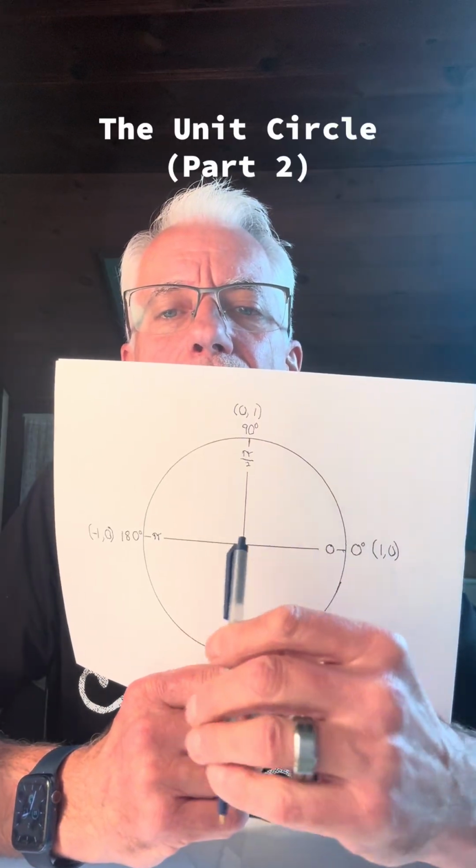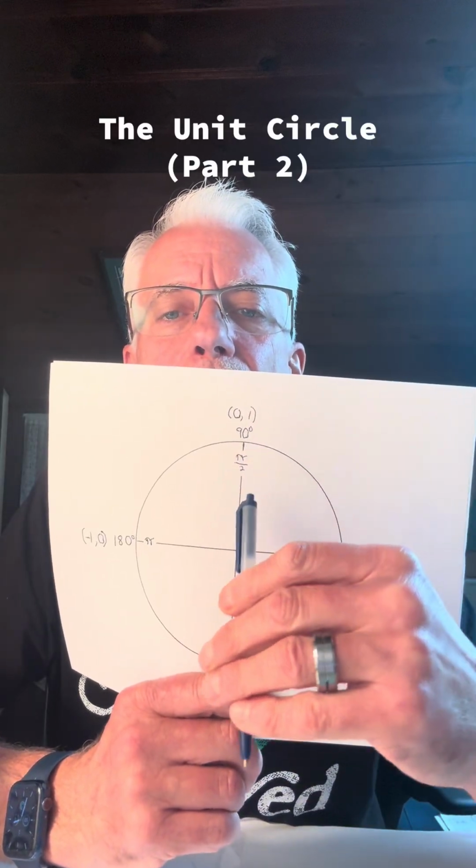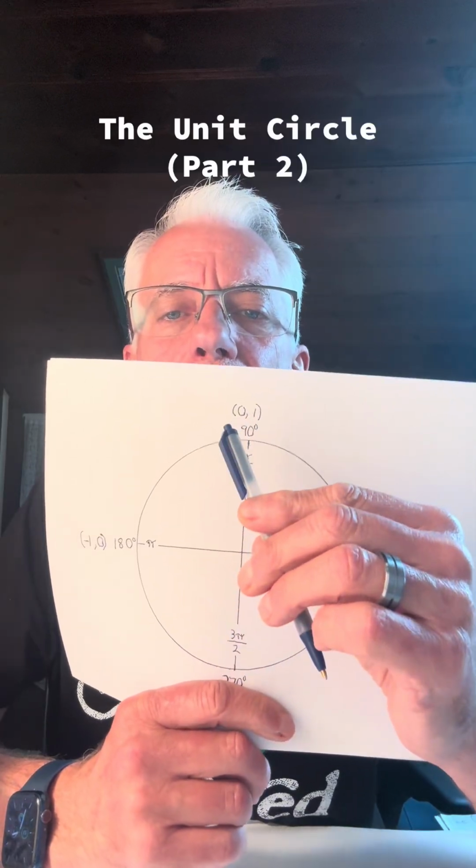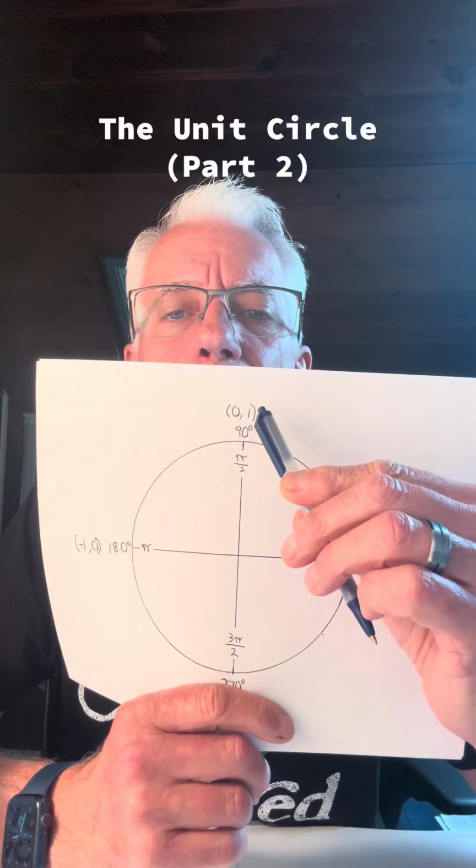And then over here, 1 unit up, so we went over 0 up 1, so it has the ordered pair 0 comma 1.